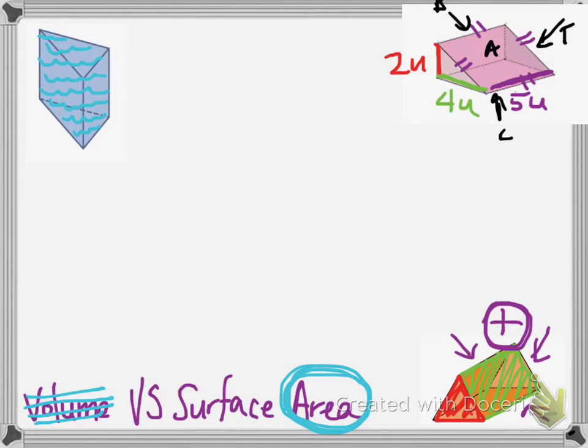Calculating the surface area for A: it's a rectangle, so it's just base times height. My base is 5 units, and it's got a height of also 5 units. You can see that all of these side lengths are equal. So 5 times 5 is going to give me a measurement of 25 units squared. So that right there is for one face.